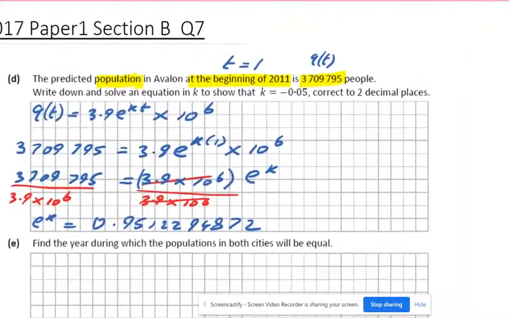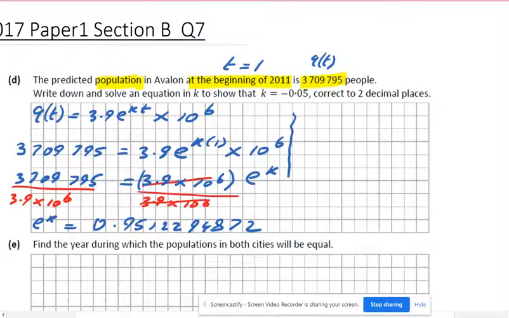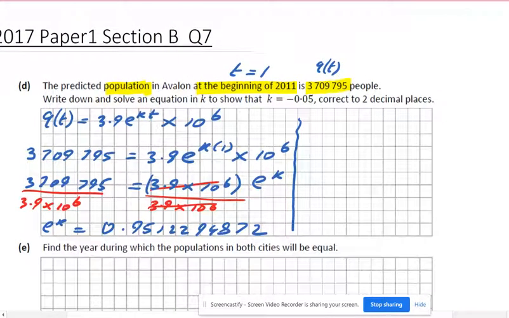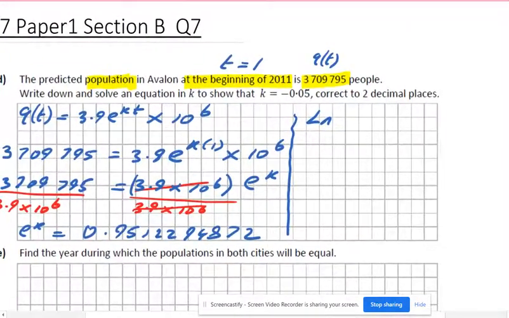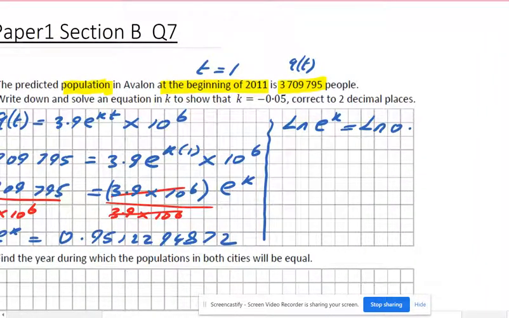Now, to get the k down from the power, we need to take the log of both sides. So ln is the log we use here, because ln and e are inverse functions of each other. So it doesn't matter which log you use really, but ln makes it slightly shorter. You can use log to the base 10 if you like on both sides. So the ln of e to the power of k is equal to the ln of the other side, which is 0.95122. We don't need that many decimal places, because the final answer is only correct to 2 decimal places. So we'll just round that off to 0.95123.